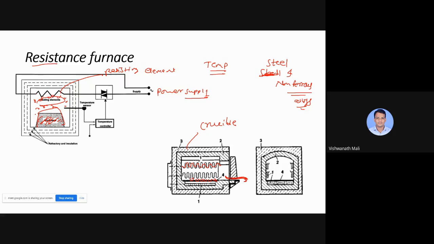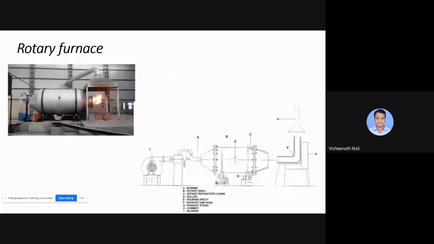We only use the resisting element, and as we supply power or electricity to this resisting element, it generates the heat, and that heat is used to melt our workpiece or scrap. Once it is melted, we get the molten metal from this. Okay, so this is the working of resistance furnace. Coming to the next furnace.